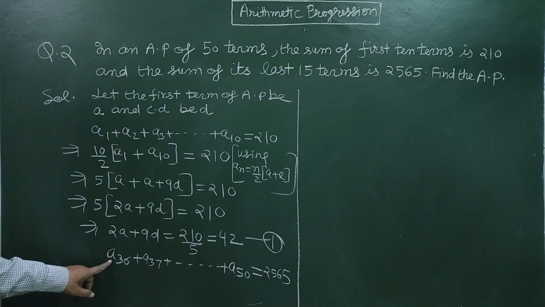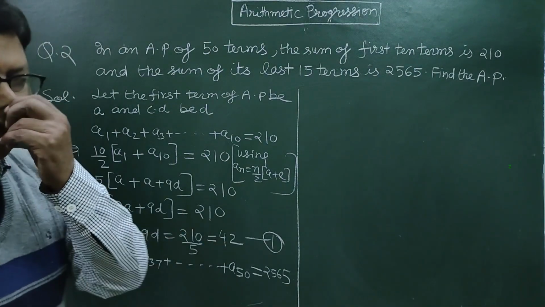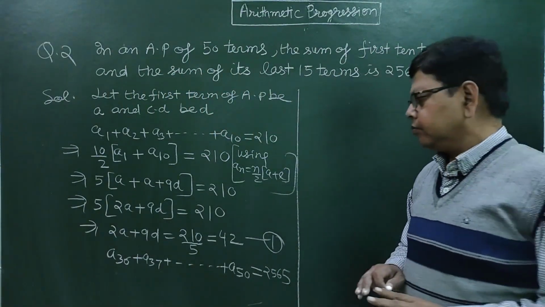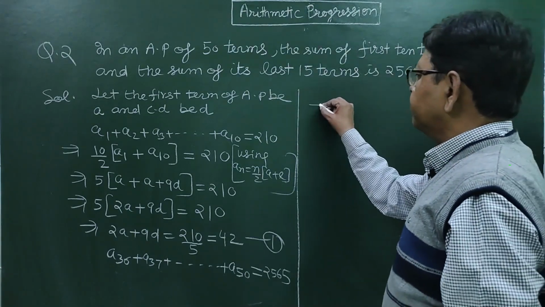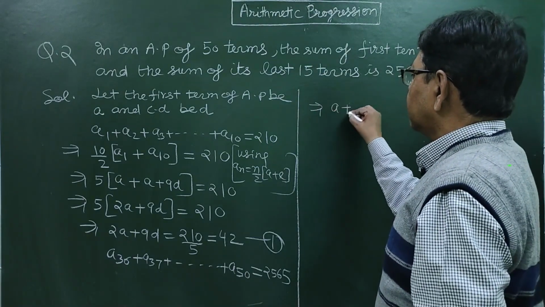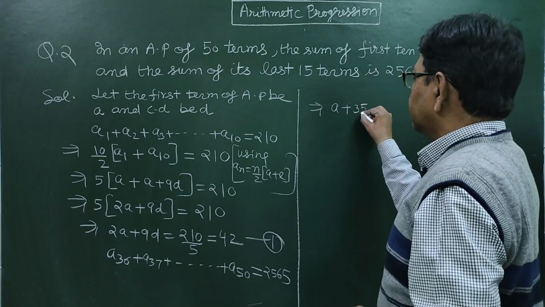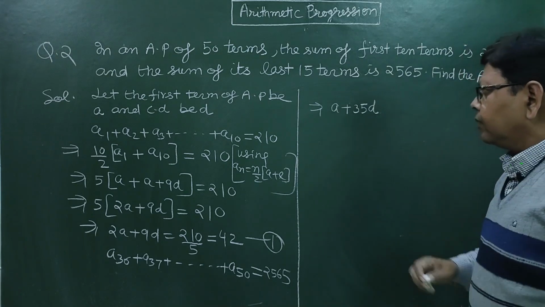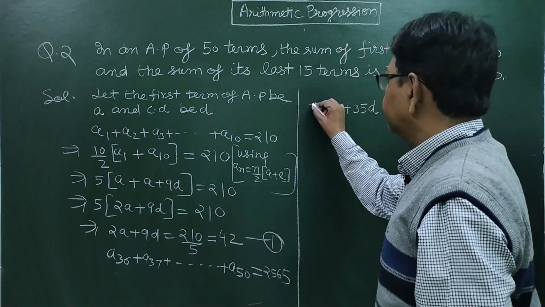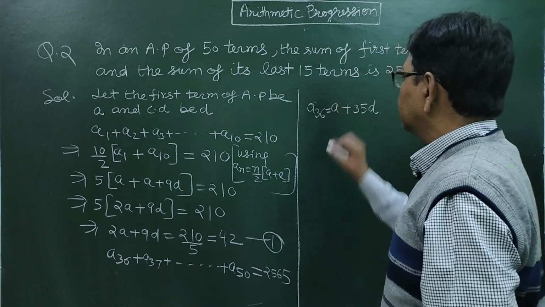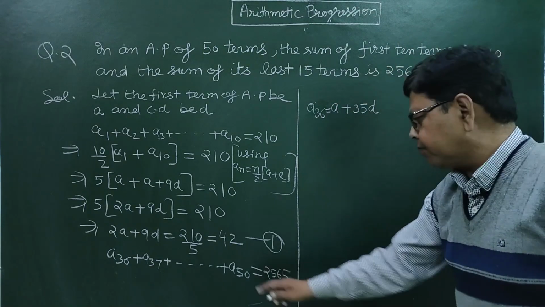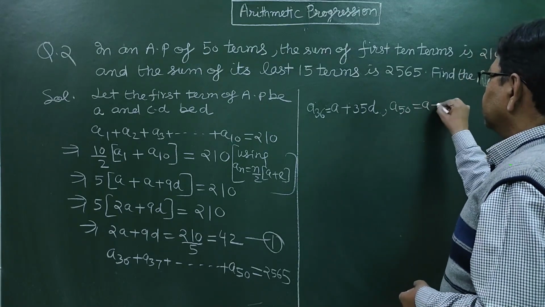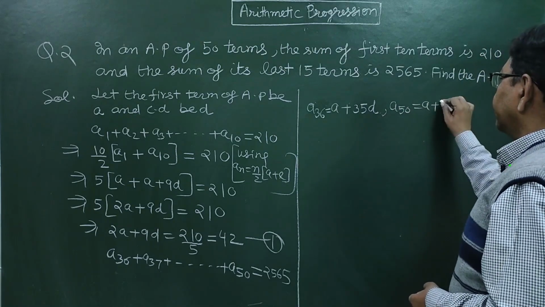From the 36th term to the 50th term, the last 15 terms of the AP starting from the 36th. Now the 36th term of this AP will be A plus (36 minus 1) into D, that is A plus 35D, and the last term, which is A50, will be equal to A plus (50 minus 1), that is A plus 49D.